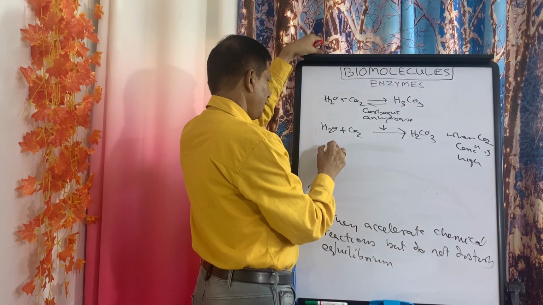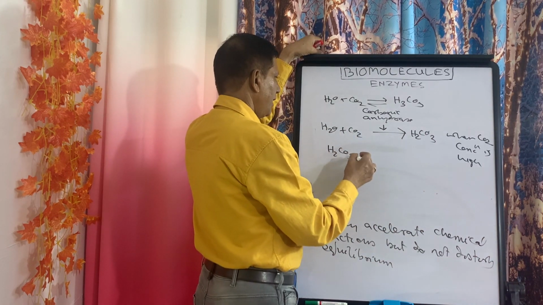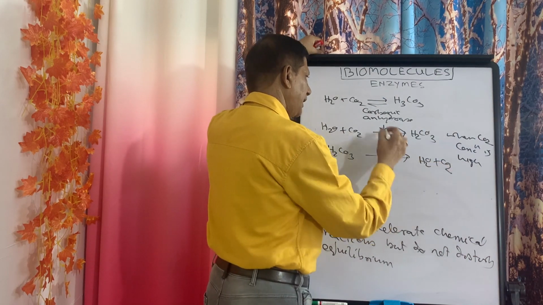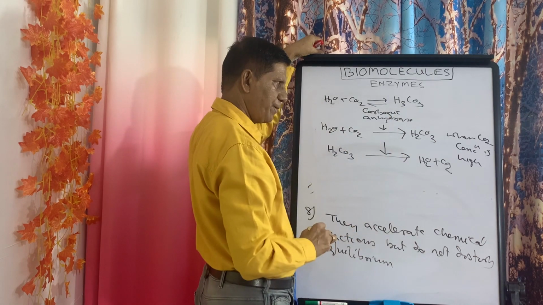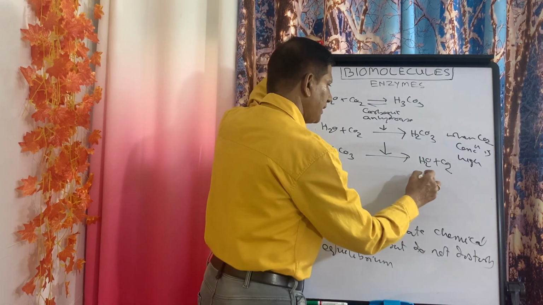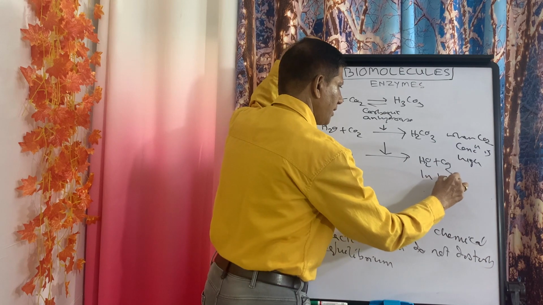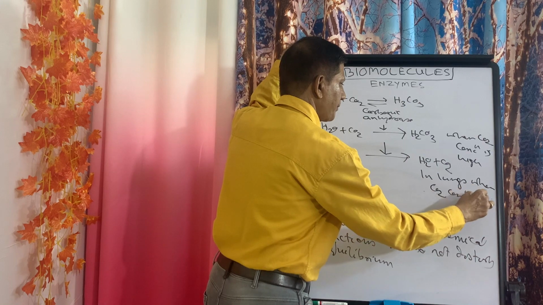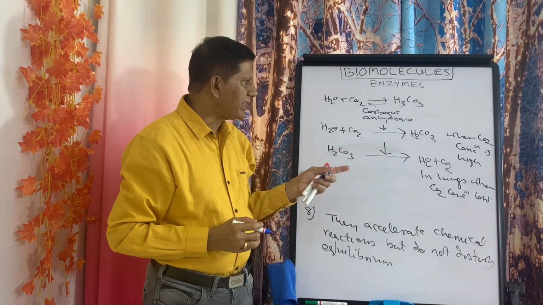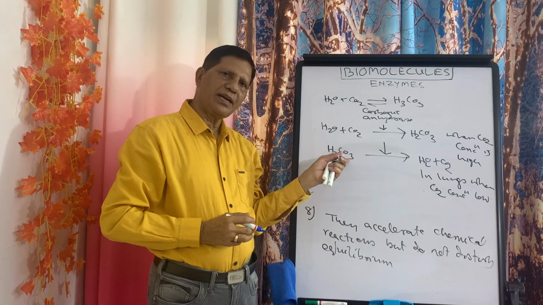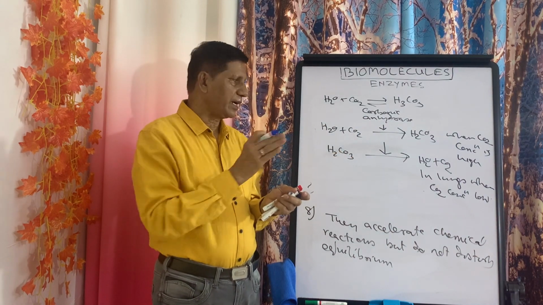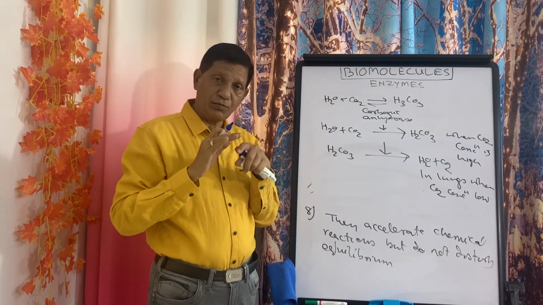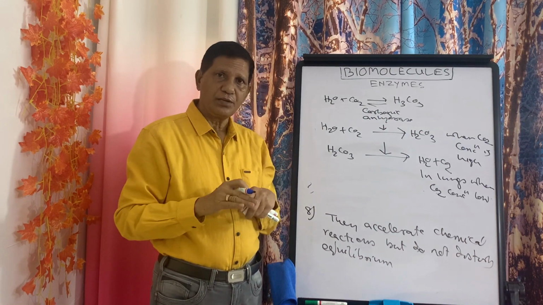Now the reverse reaction, the bicarbonate will break into water and carbon dioxide, again by the same enzyme carbonic anhydrase. And this reaction usually takes place in the lungs when carbon dioxide concentration is low. So you see, this same enzyme is catalyzing both forward and backward reactions under different conditions, when the carbon dioxide concentration is high or low, but it will never disturb equilibrium. That is one of the very important properties of enzymes.